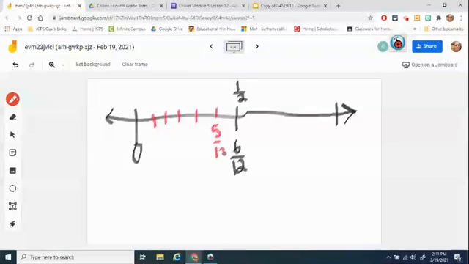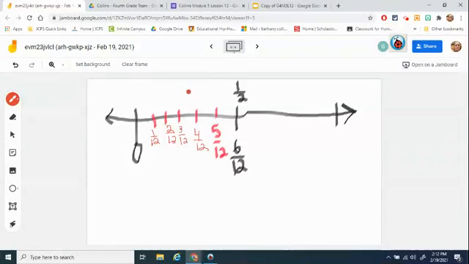Now we're at 5/12. Switch this to a pen. 2/12 and, oh, sorry, that doesn't look like a 12th, and 1/12.